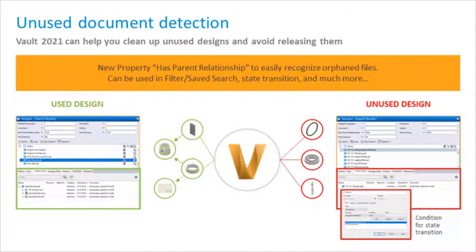A new property has been added to help identify orphaned files. The hasParent property is true for files that are being used and false for files that are no longer being used. You can use this new property as a filter or in a saved search, or even during a state change to automatically archive orphaned components.